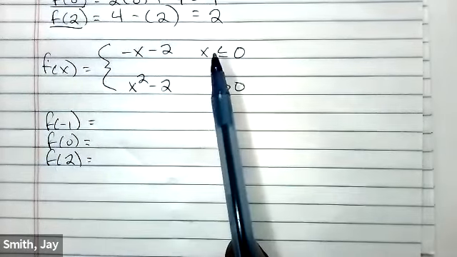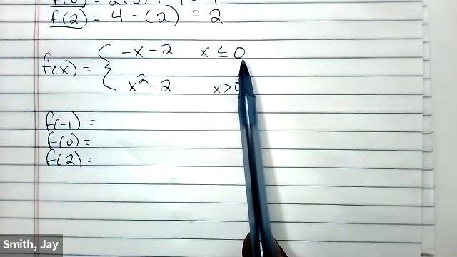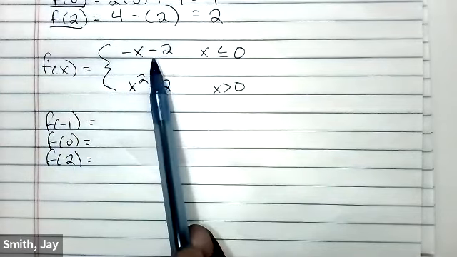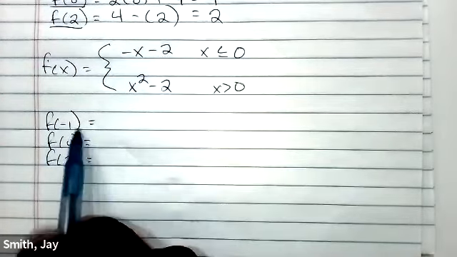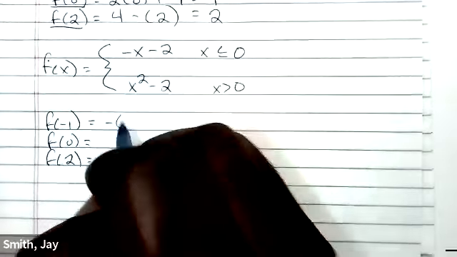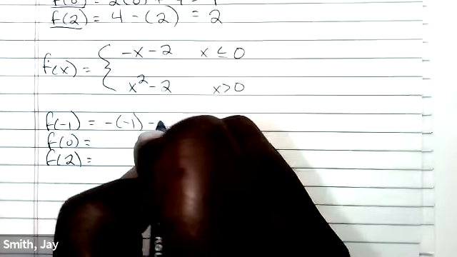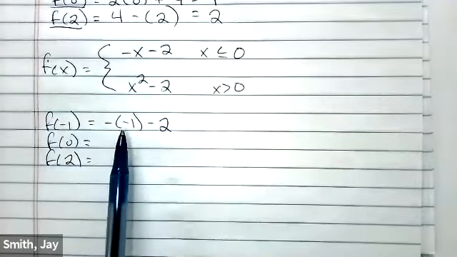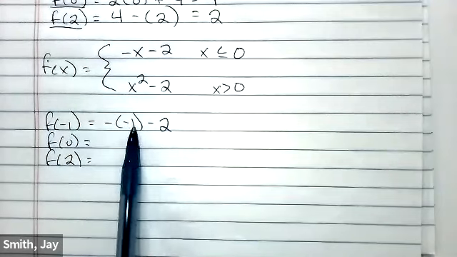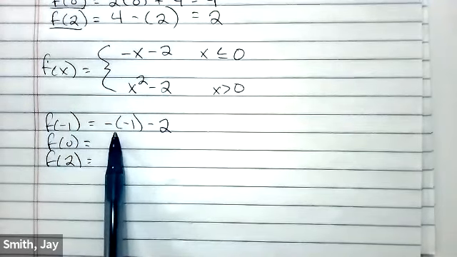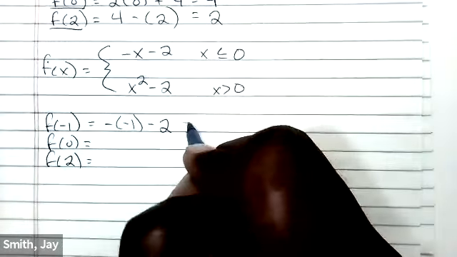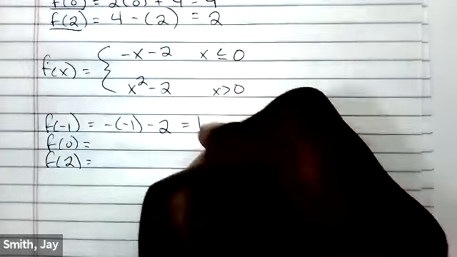F of -1. X is -1. Is -1 less than or equal to 0? That's true. So we're going to be using -x minus 2 for f of -1. So we're going to replace every x in f of x with -1. Everything else is going to stay the same. So what was -x minus 2 is now -(-1) minus 2. -(-1) is going to be +1. +1 minus 2 actually gives me -1. So f of -1 ends up being -1.